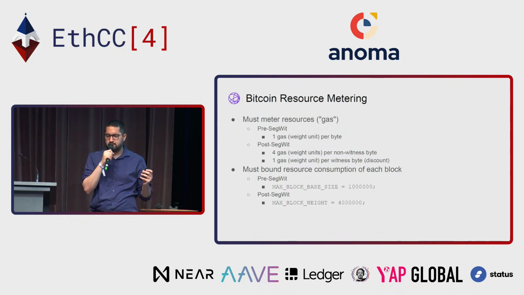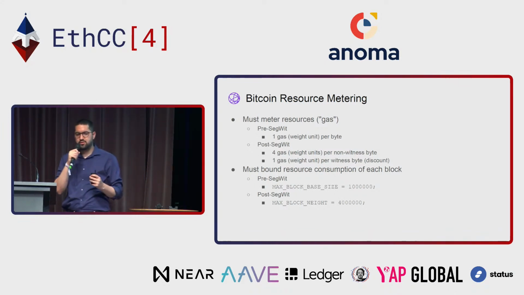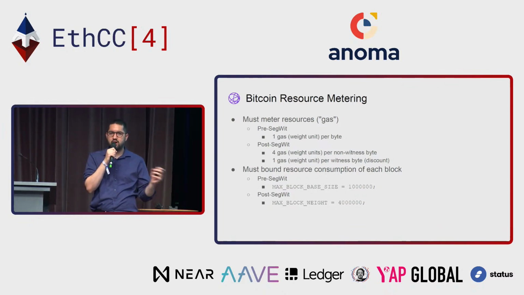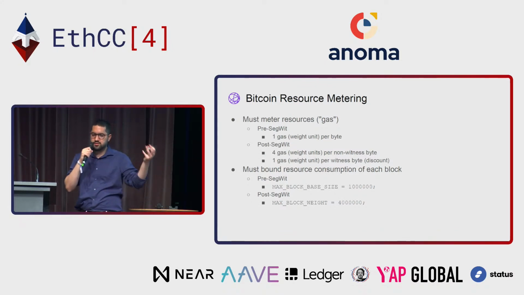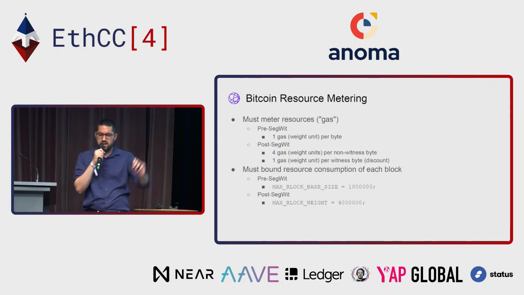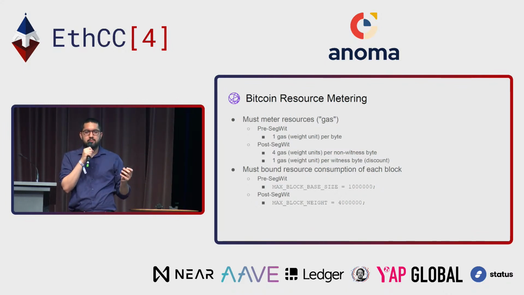Okay, so post-Segwit, what does Bitcoin do? It costs 4 gas or 4 weight units per non-witness byte, which, if you remember from the picture earlier, the non-witness byte tells us what the effect of the transaction is. It tells us it consumes this state, it generates this state, or these UTXOs, right? Because UTXOs are state. And it costs 1 gas or 1 weight unit per witness byte. So witness data has been given this discount. And in the post-Segwit world, the maximum block weight is 4 million.